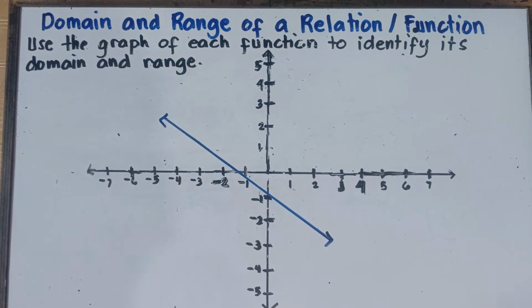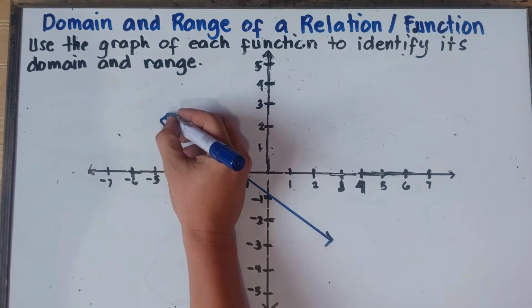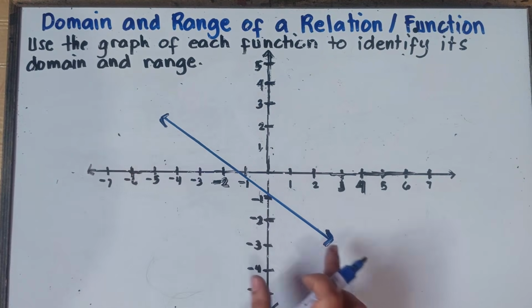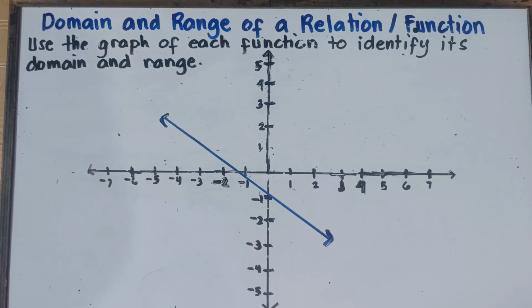Now, once again, class, if you have given example like this, you have a line in which you have 2 arrows. Of course, because we know the arrow is infinite, right? The arrow is infinite. Therefore, class, the domain and range, automatic, it will be all real numbers. Once again, class, if you have given example like this, all of the numbers will be included.